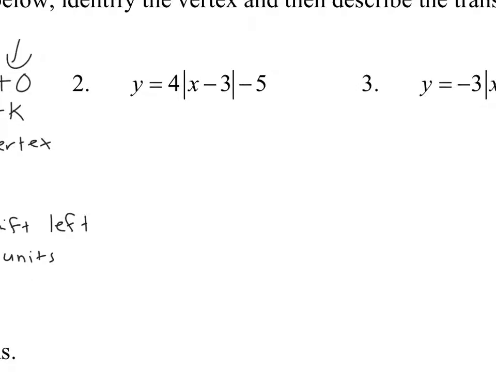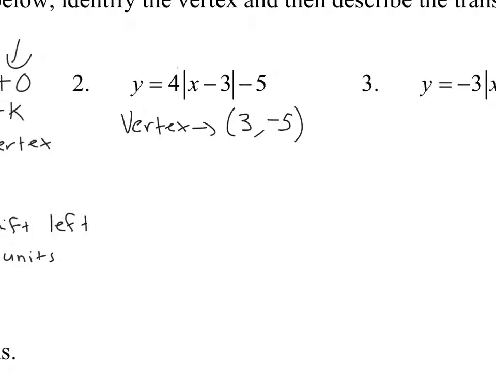Okay, so first let's identify the vertex. The vertex here would be, well, h is negative 3, that would make it a positive 3. And then k is negative 5. Positive 3, comma, negative 5. Now let's describe the transformation.